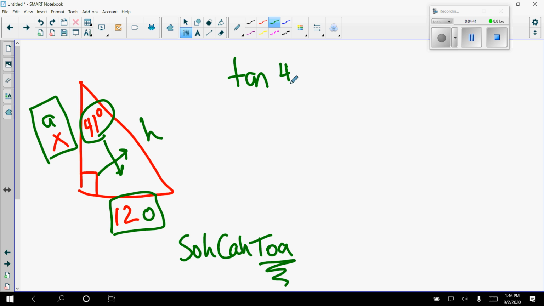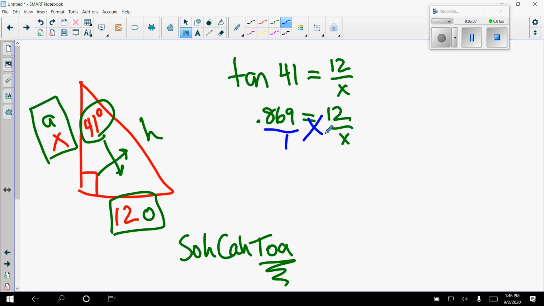So it's tangent of 41. Okay, tangent is opposite over adjacent. So that's going to be 12 is my opposite, my adjacent is x. On my calculator, I type in tangent 41, and I get 0.869, remember 3 decimals. Okay? That equals 12 over x. This is where I set up my proportion. So I put this over 1, and I cross multiply.